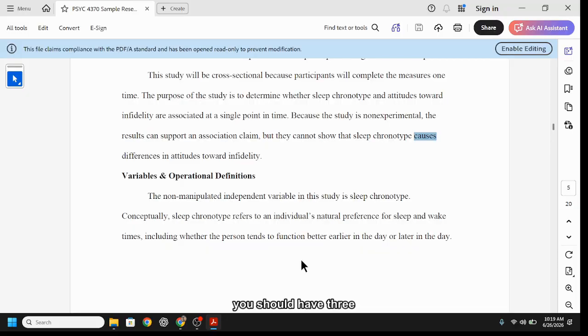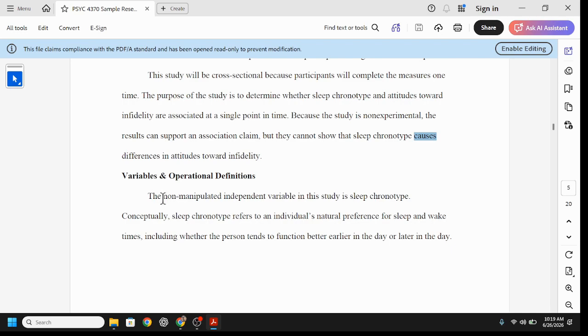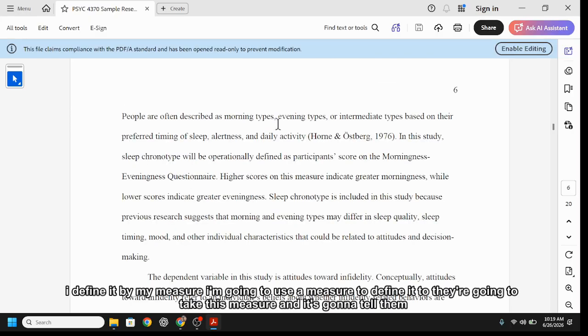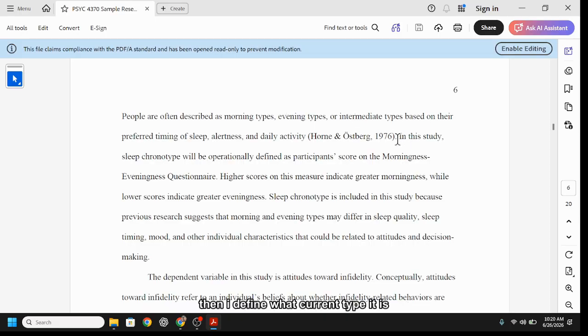You should have three good paragraphs here. You're going to introduce your independent variable. Make sure you mention it is non-manipulated. I conceptually define it. Then I define it by my measure. I'm going to use a measure to define it. So they're going to take this measure and it's going to tell them if they're morning, evening, or intermediate. Then I define what chronotype is, and I show the questionnaire that I'm using for that.